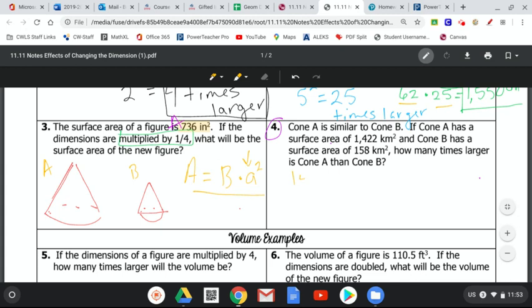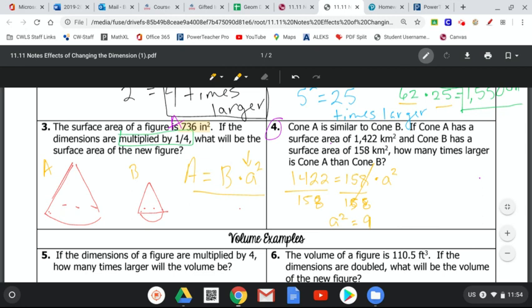We're saying 1,422 equals 158 times our A squared value. Well, to solve for A squared, we're going to divide by 158 on this side. That's going to cancel, and we divide by 158 on the other side, giving us A squared equal to 9. So that is our A squared value. That's the relationship between the surface areas, okay?